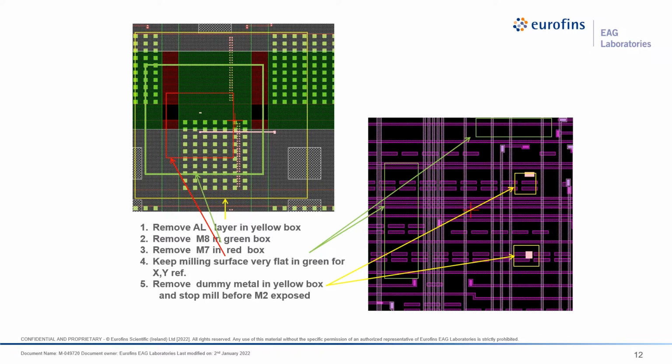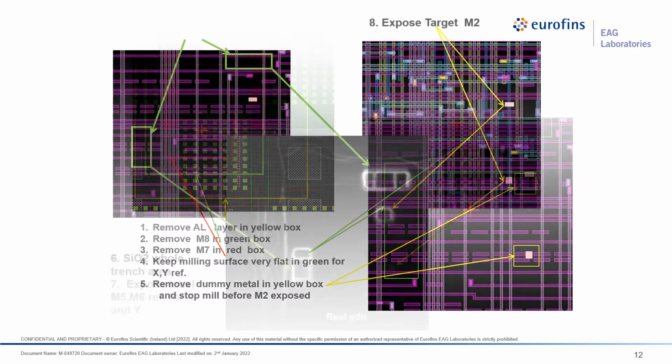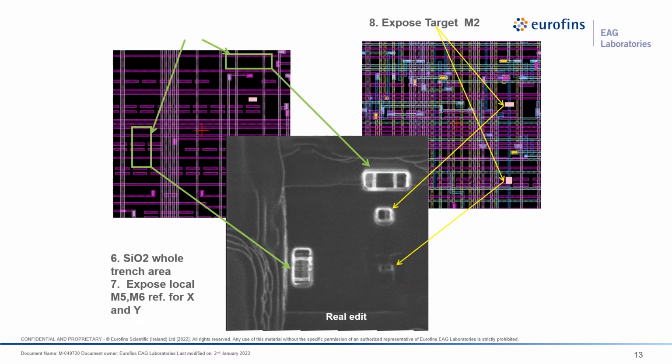for the best chance of success to make these connections. In this case, this yellow box here, we've gone in and we removed the aluminum layer. Then in the green box, smaller inside that first box, we remove the M8. And then the smaller red box inside, we remove the M7. And then we are able to mill this very flat bottom of the square, and we can go in and remove the dummy layer and expose M2, but not cut it. Finally, we're able to coat this entire area with SiO2, so we won't get any shorting between the different exposed areas that we've created by digging down in these trenches.